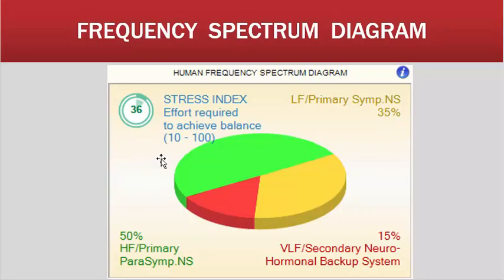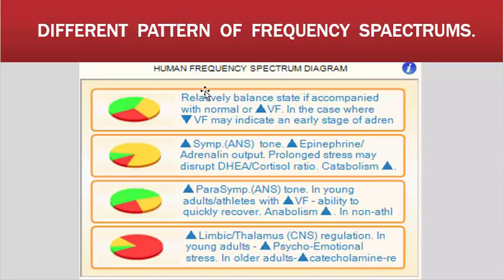And then we can see what percentage of each frequency is represented in this pie. In this case we see 50% high frequencies and 35% low frequencies. This is the sympathetic part and this is the parasympathetic part. And we see 15% of very low frequencies corresponding with this analysis. So why the difference? Basically the human frequency spectrum. Ideally, we would like to see a relative balance between sympathetic and parasympathetic and neurohormonal regulation.